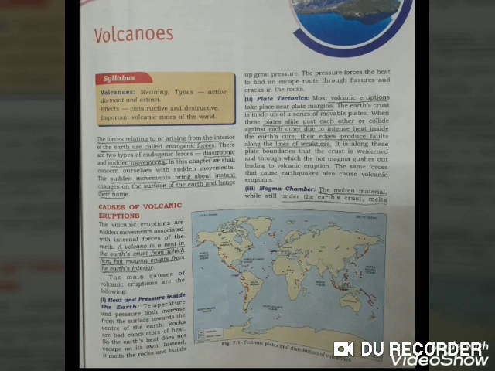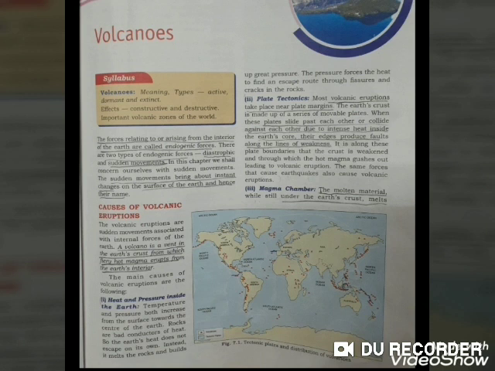The second is plate tectonics. Most volcanic eruptions take place near plate margins. The earth's crust is made up of a series of movable plates. When these plates slide past each other or collide against each other due to intense heat inside the earth's core, their edges produce faults along the line of weakness. It is along these plate boundaries that the crust is weakened and through which the hot magma gushes out, leading to volcanic eruption.